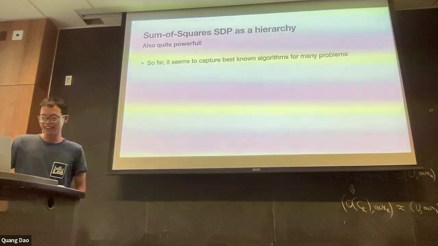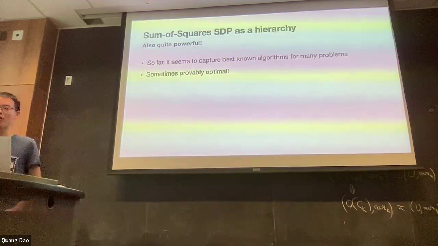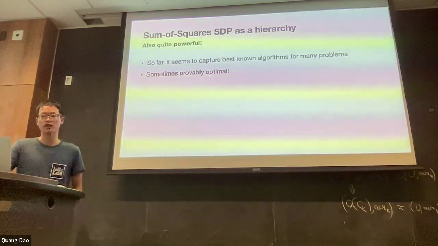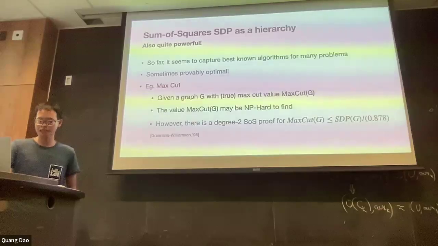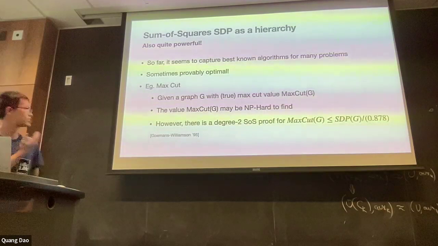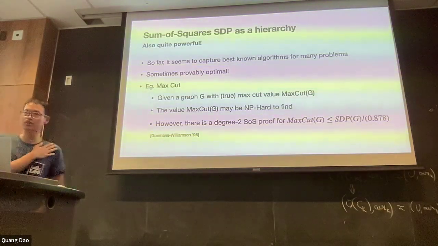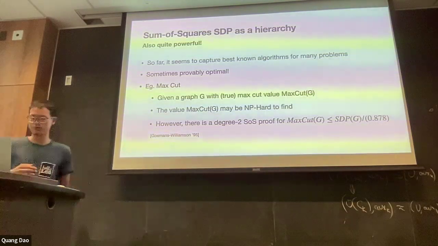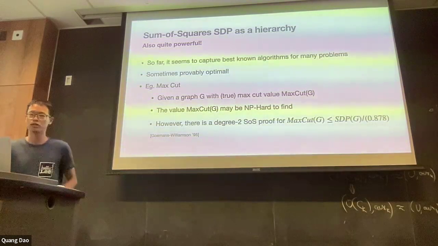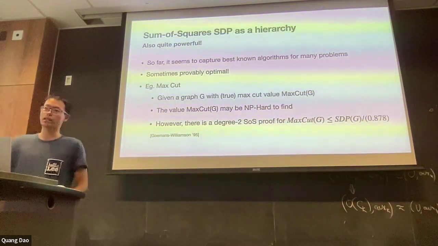Okay. And while we're looking at this, it is quite a powerful algorithmic paradigm. It captures many best-known algorithms. For example, one well-known example is Max-Cut. We try to find the max cut of a given graph, and it turns out that degree 2 sum of squares, which is essentially the Goemans-Williamson SDP, gives us a 0.878 approximation for Max-Cut, and this is even optimal under the Unique Games Conjecture.